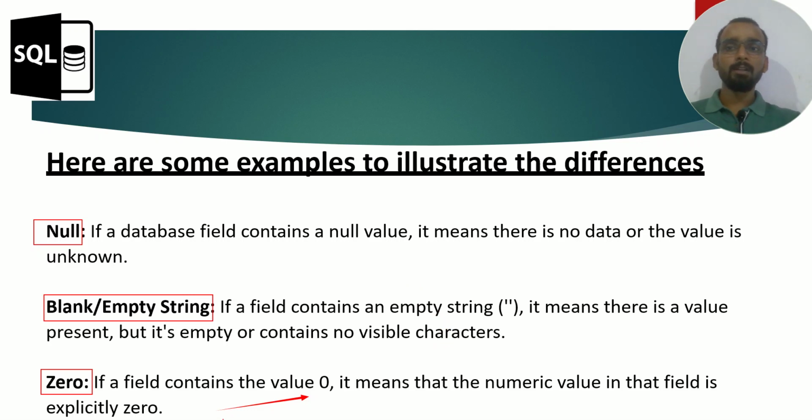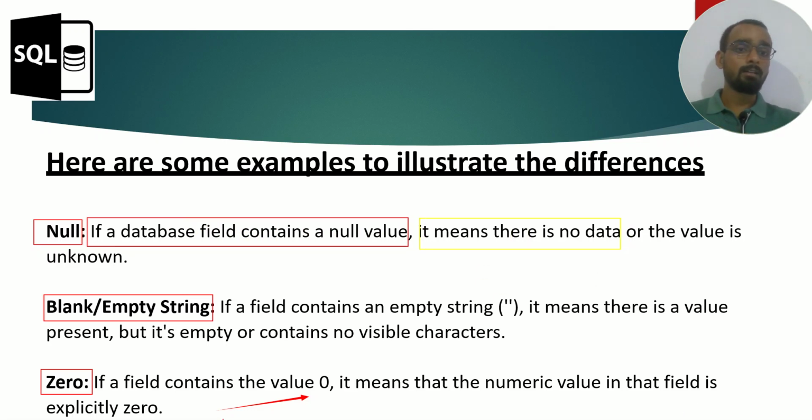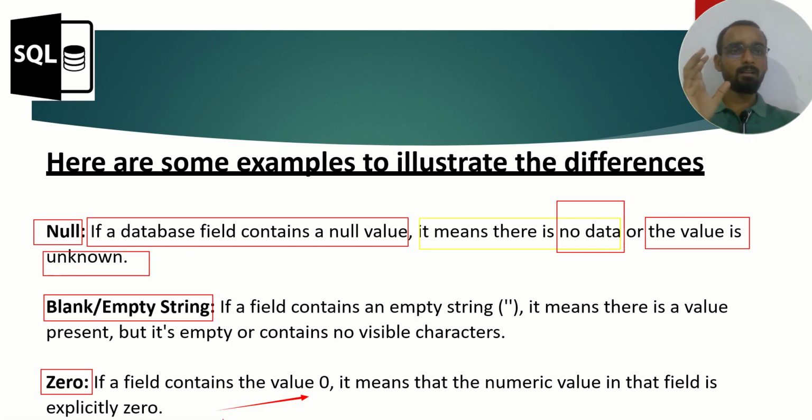If I talk about null, just clear your thoughts over here. If a database field contains a null value, it means there is no data, or the value is unknown. Simple. It is not rocket science. You just have to remember this: there is no data or the value is unknown.